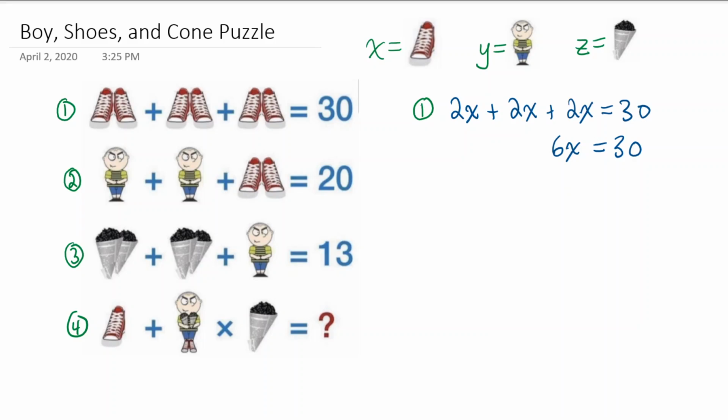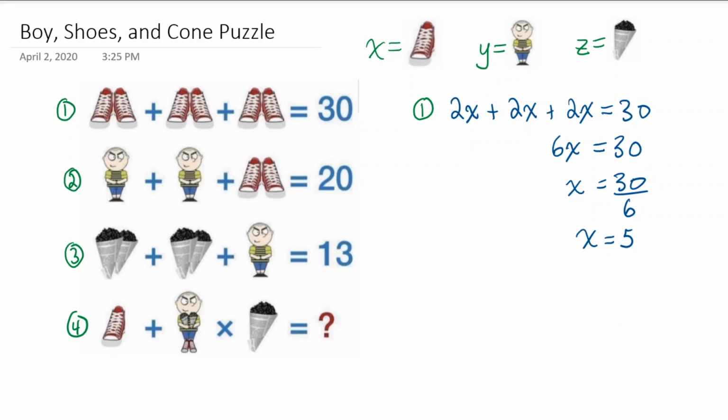My next step is to try and get x alone. So I need to move that 6 to the other side. I have 6 times x, so I'm going to divide both sides by 6. I get 30 divided by 6 over here, which gives me 5. So I know that a single shoe has a value of 5.